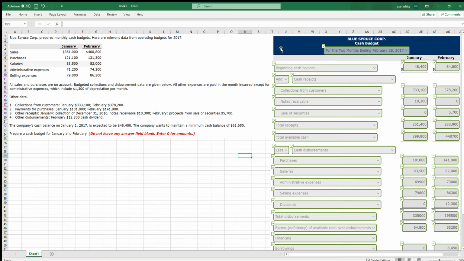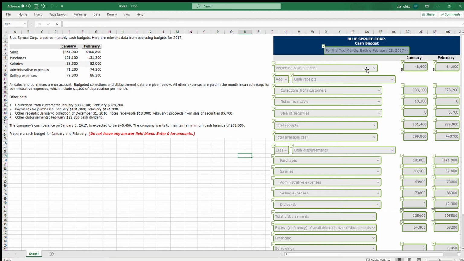So it kind of builds off of itself for each period, in this case for each month. Okay, so we're going to start here just line by line. Our beginning cash balance: the problem tells us that our expected cash balance for the month of January is listed here as $48,400. So the problem just gives us that, and we're not going to know the beginning cash balance for February until we solve for January first.